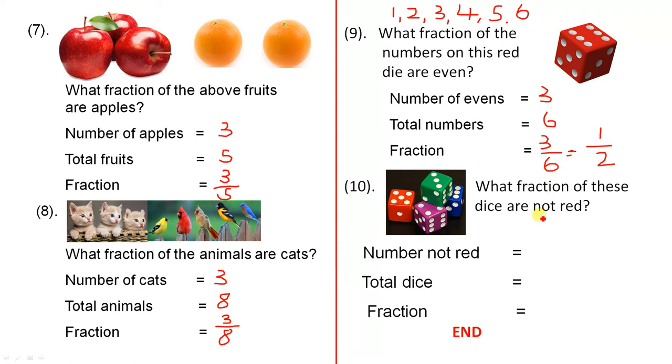What fraction of these dice are not red? So here we have 4 dice altogether, but the ones that are not red, I can see 3 of them. The total dice, I can see 4. So the fraction that are not red will be 3 over 4.